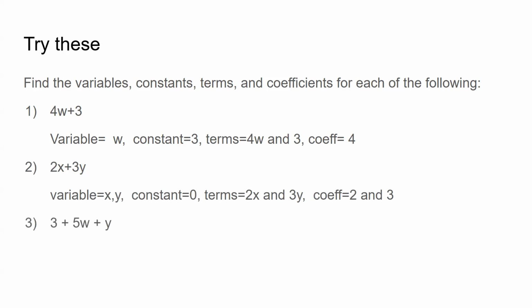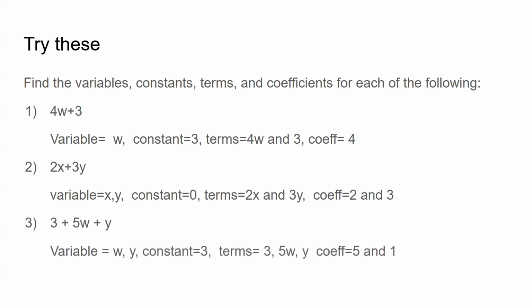All right, 3 plus 5w plus y. Pause it and find the variable, constant, terms, and coefficient. Variables are w and y. Constant is 3. Terms are 3, 5w and y. Coefficients are 5 and 1, because the 5 goes with the w and the 1 goes with the y. And there you have it.